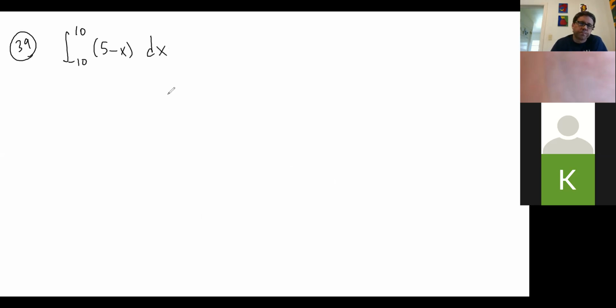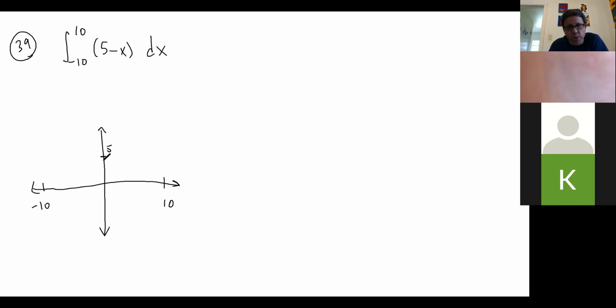All right. So once again, I probably should draw a picture. And it does go from -10 to 10. 5 minus x. Okay, so that means I go up to 5 and I make a diagonal slanted line down.